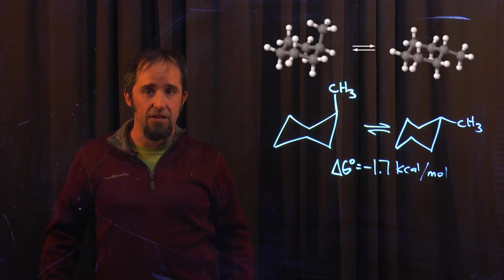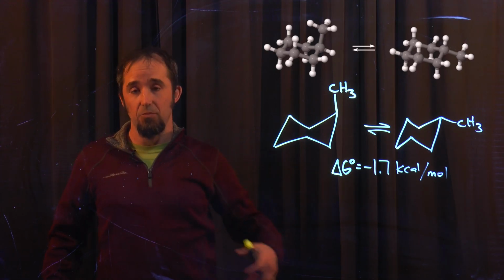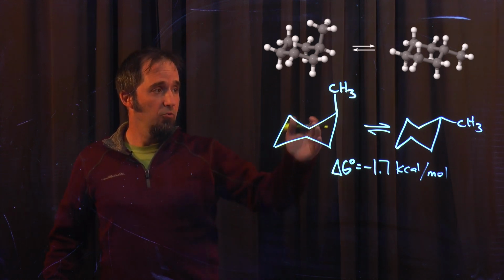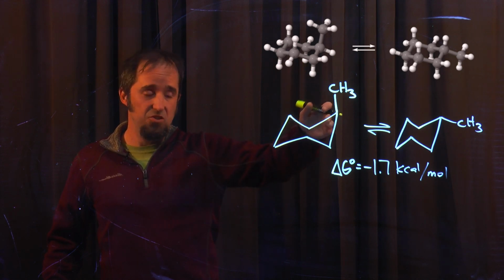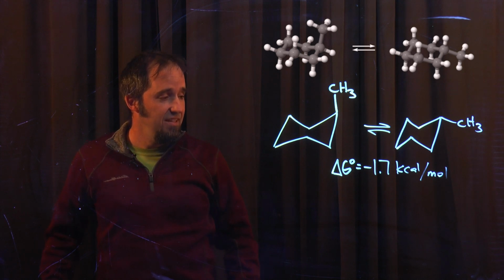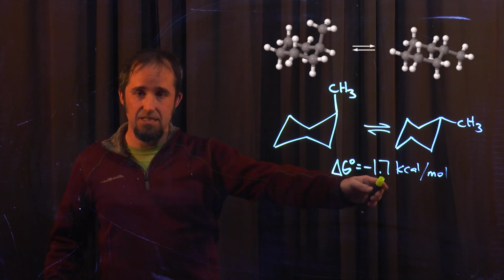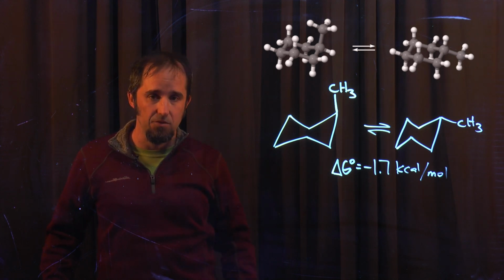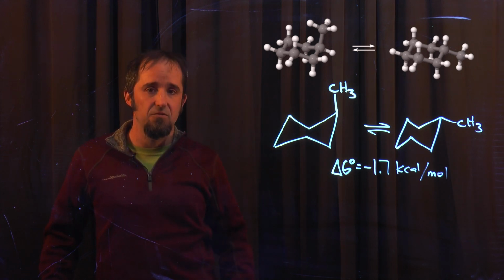Look at methylcyclohexane again. As I ring flip, and ring flipping here is relatively fast, as I go from putting that methyl in the axial position versus putting it in an equatorial position, I can see there's actually a relatively decent-sized difference in energy between these two conformers. So how should I think about that difference in energy?